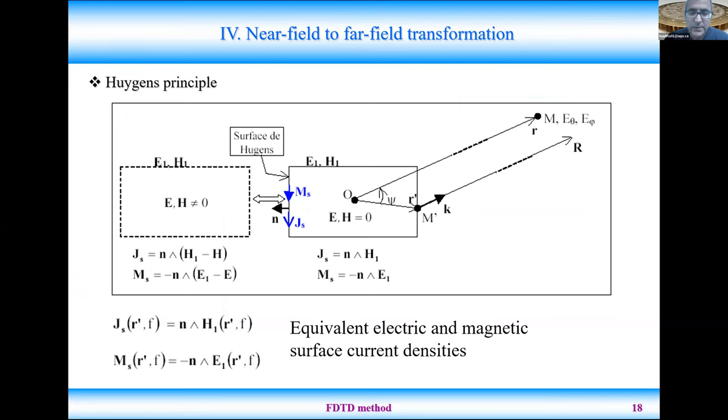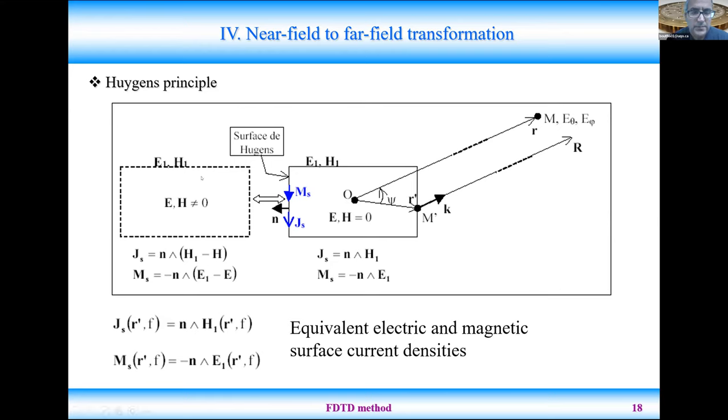To do that in FDTD, you don't want to increase the computational volume, because you will increase the simulation time a lot. And so it will be better if it is possible to transform the near field to the far field. And we can do that by using this process that I will describe.